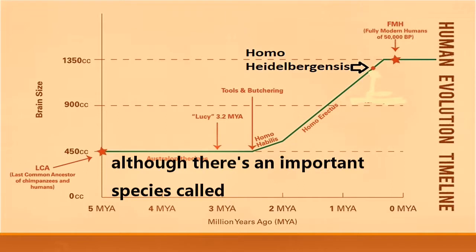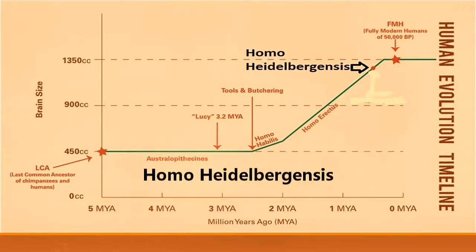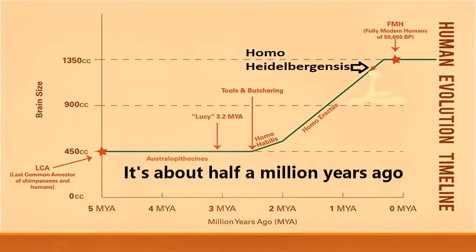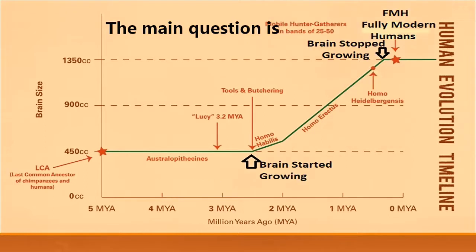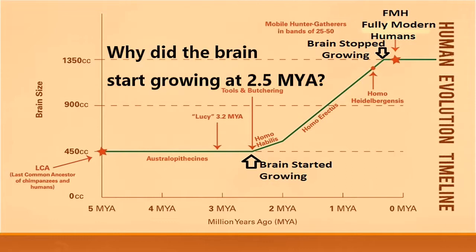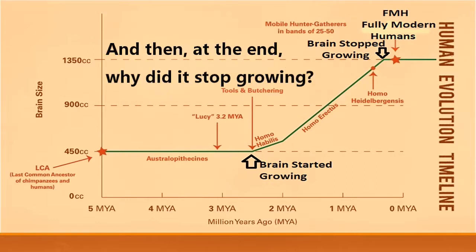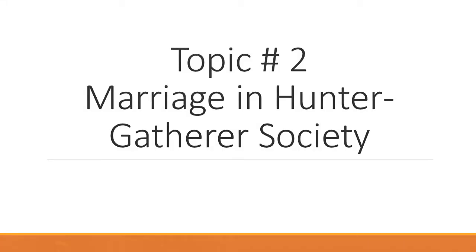Although there's an important species called Homo Heidelbergensis, about 500,000 years ago. And anyway, the main question is, why did the brain start growing at 2.5 million years, and then at the end it stopped? Okay, this is all what I covered on the 29th.